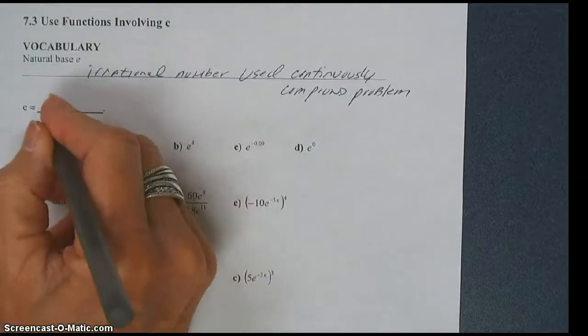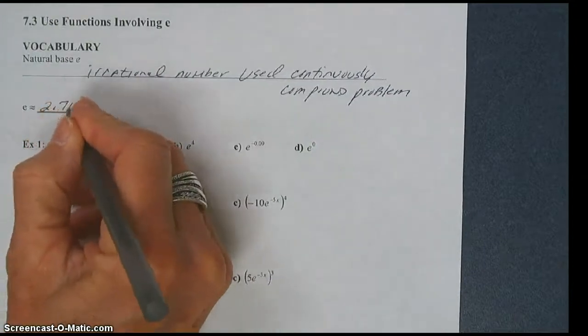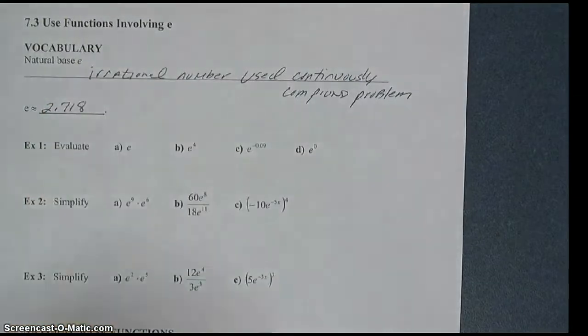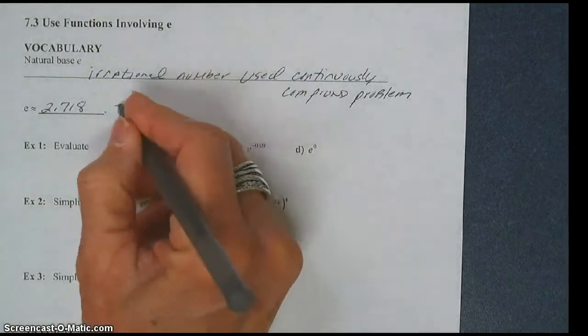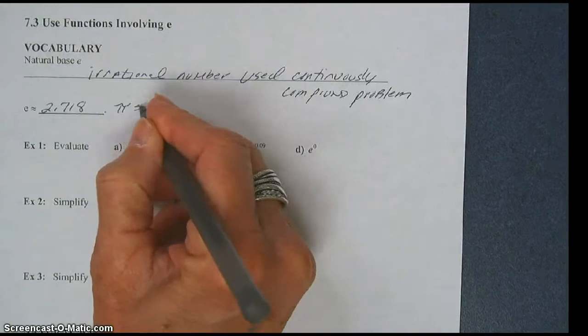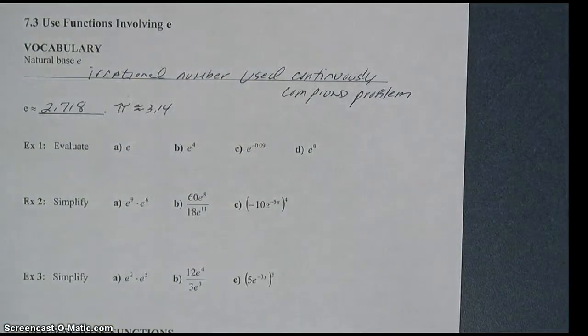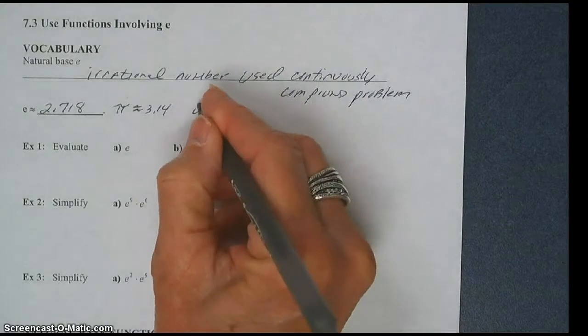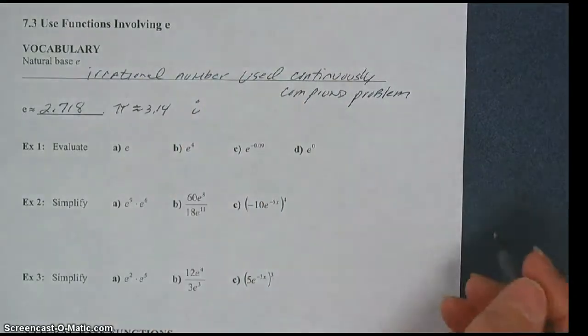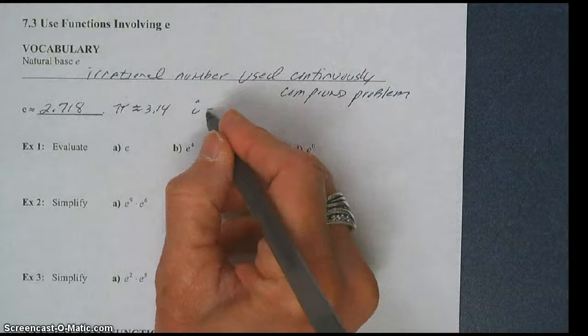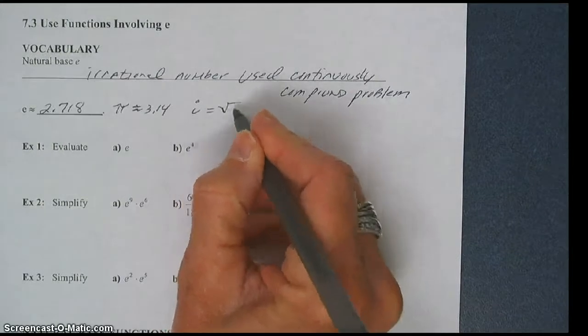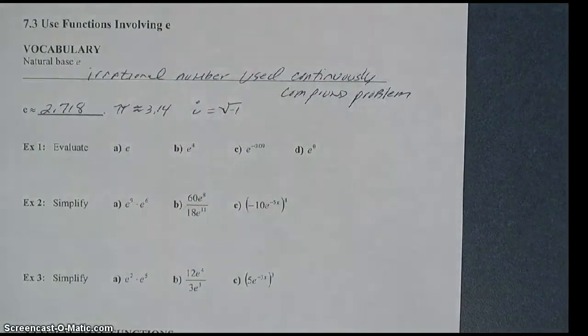So E is an irrational number that's approximately 2.718. Some other irrational numbers that you know is pi. Pi, you know, goes on forever, but we approximate it to be 3.14. Then I don't know if from first semester you remember the special i. Remember what i was? i was the square root of -1. So in math we have some different variables, and this variable E is what we're going to work with today.